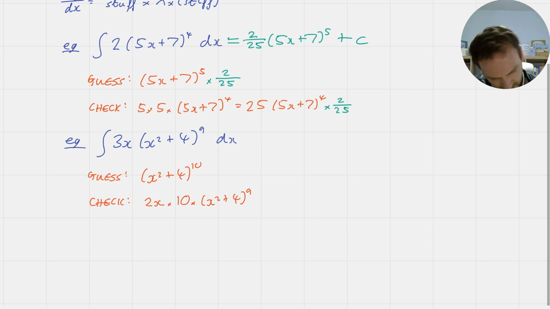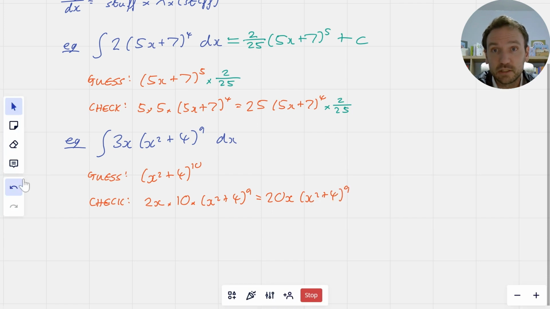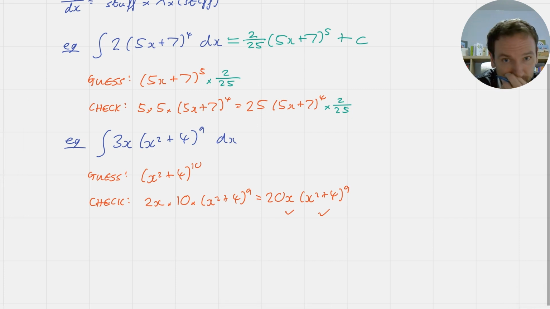Now, let's simplify that. Let's get it all together. So there's 20x brackets x squared plus 4 to the 9. And now let's compare with what we wanted. Again, we've got this x squared plus 4 to the 9. Perfect. We're really happy with that bit. And we've got our x. We're happy with that bit. But we've got this 20 and we wanted this 3. So we do need to make a correction.